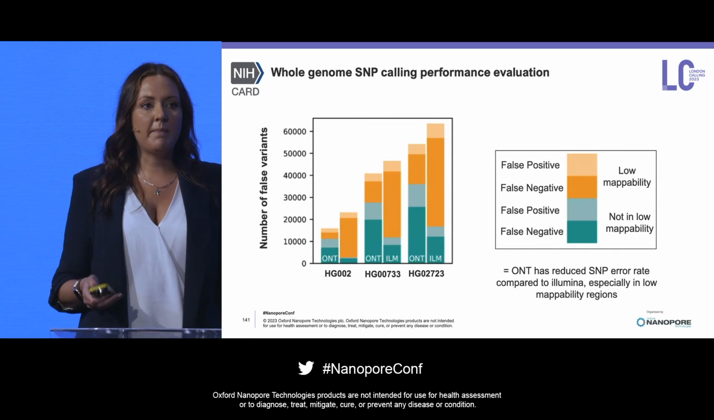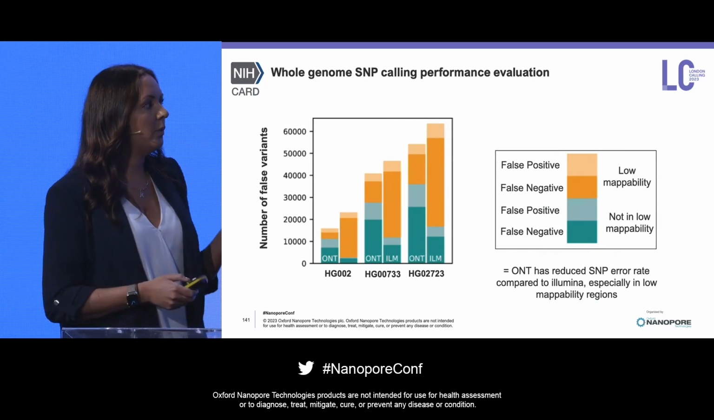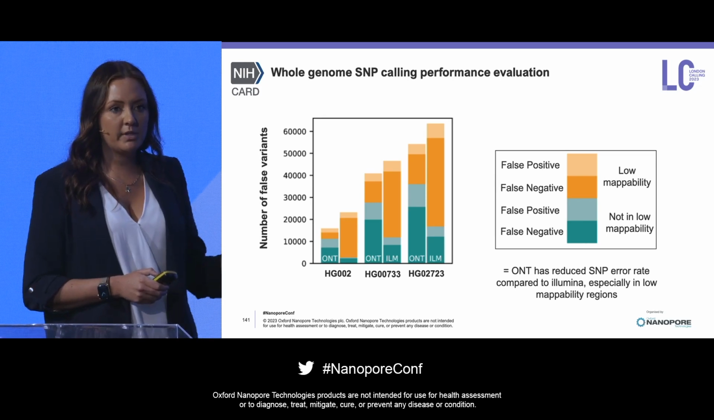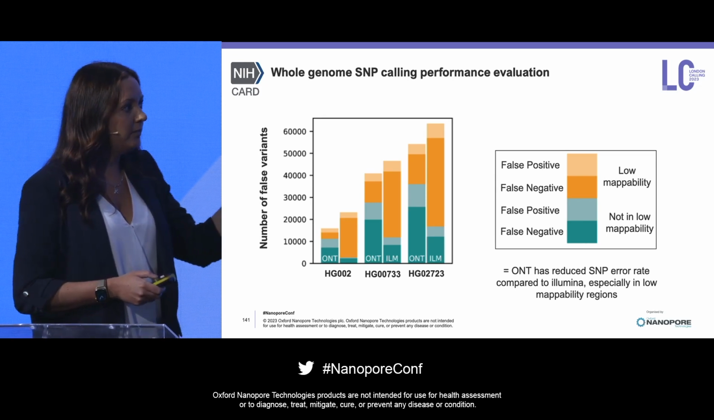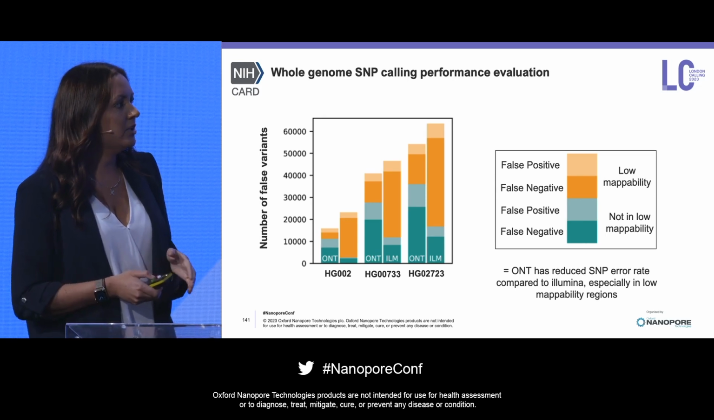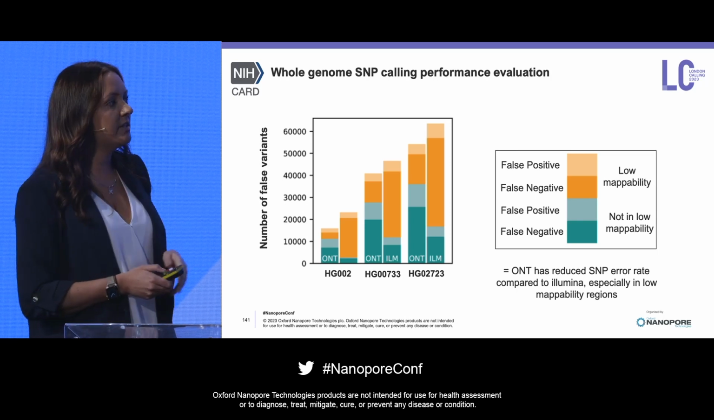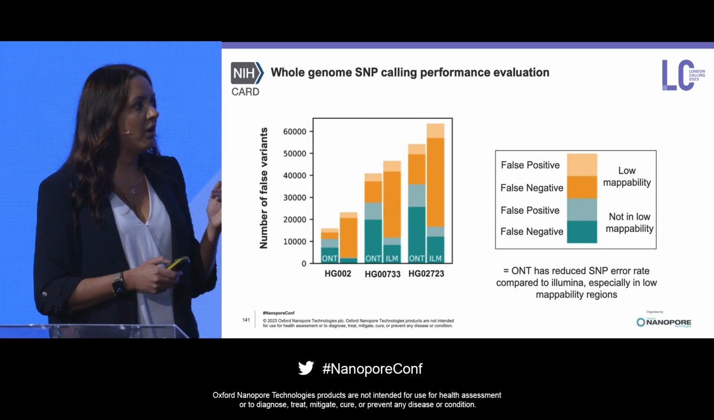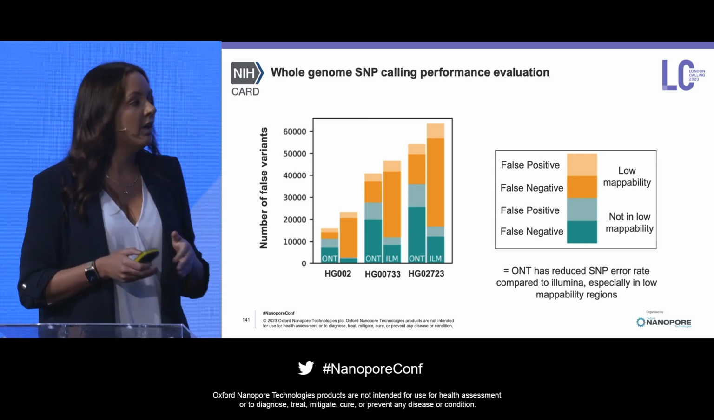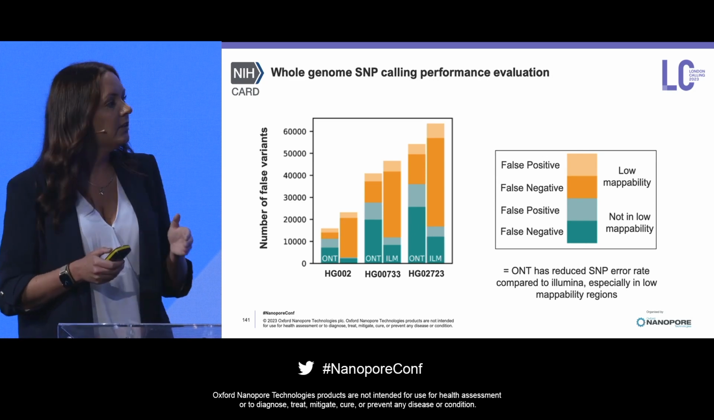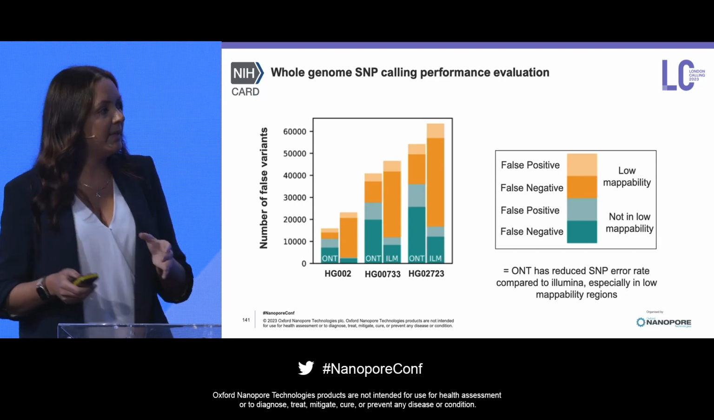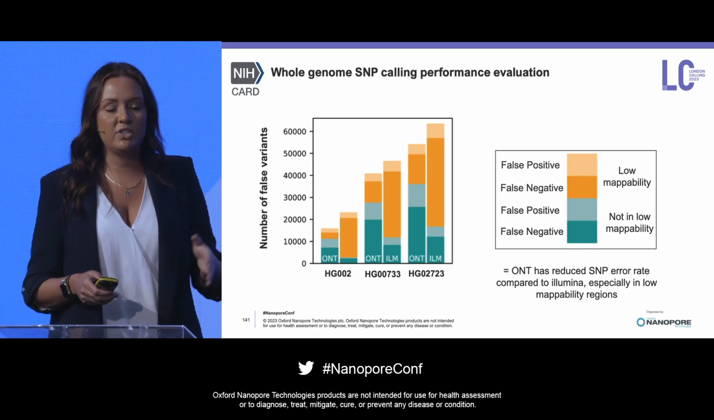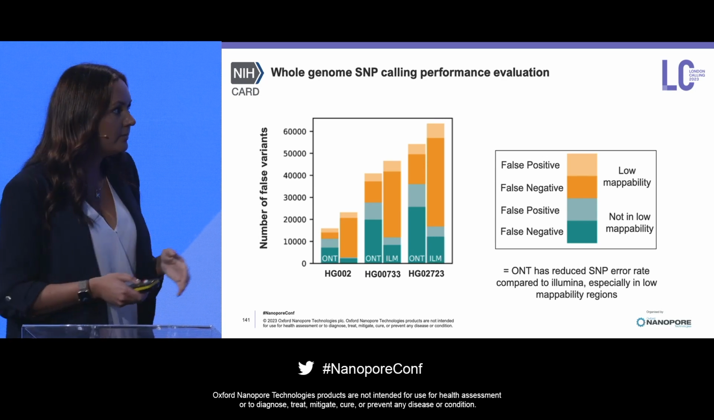And so we wanted to benchmark this workflow. We processed three human genome cell lines with our wet lab protocol, and then we ran them through the Terra workflow. And here we are showing the number of false variants stratified by mappability. In the green, we've got regions of the genome that are in high mappability, and then in the orange we've got low mappability regions, so complicated regions of the genome.